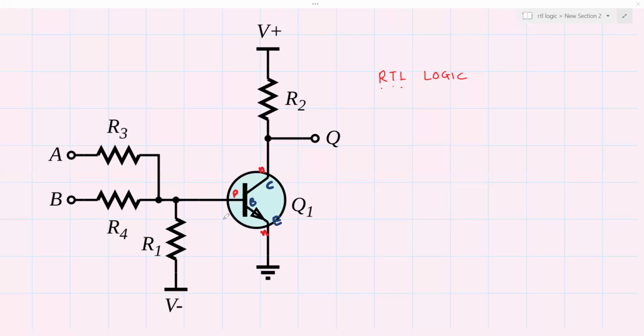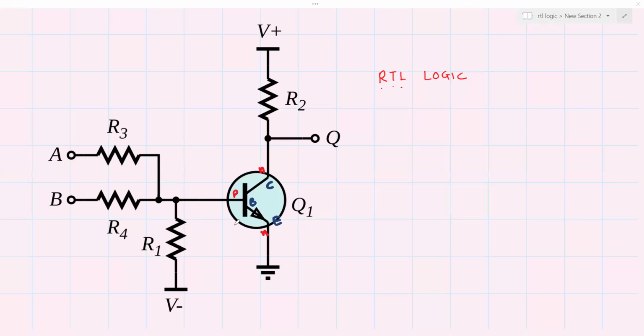Now, since the junction is reverse biased, we want to understand how we'll apply the inputs. Input A and input B are connected to the base through resistor R3 and resistor R4. We would be applying either logic 0 or logic 1 at A and B. Logic 0 means lowest supply voltage, and logic 1 means highest supply voltage. So we'll be basically using this circuit as a switching transistor circuit. And this is the label of the transistor, Q1.